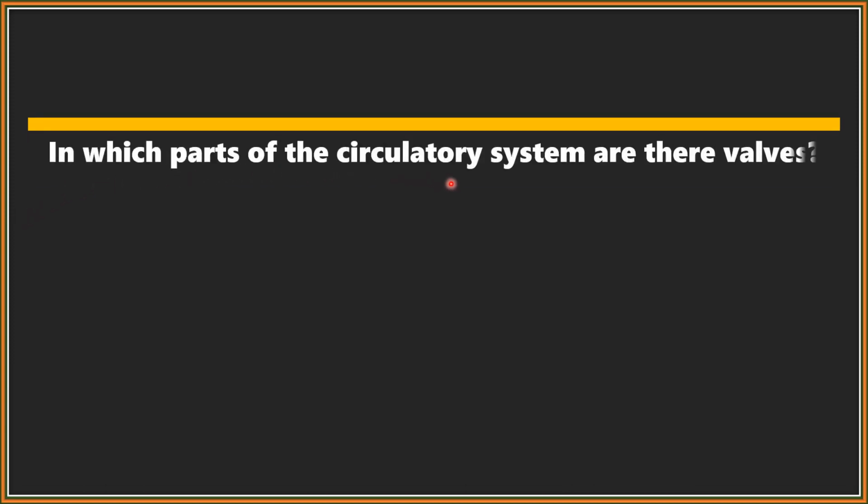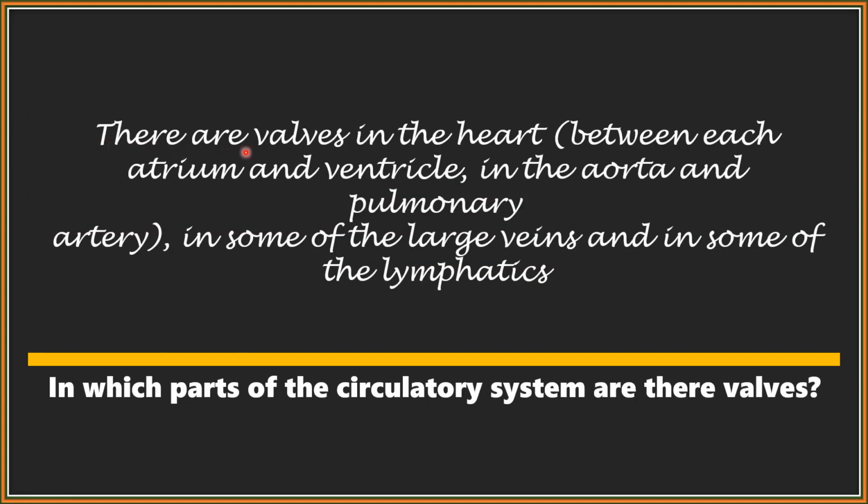In which part of the circulatory system are there valves? There are valves in the heart between each atrium and ventricle, in the aorta and pulmonary artery, in some of the large veins, and in some of the lymphatics.